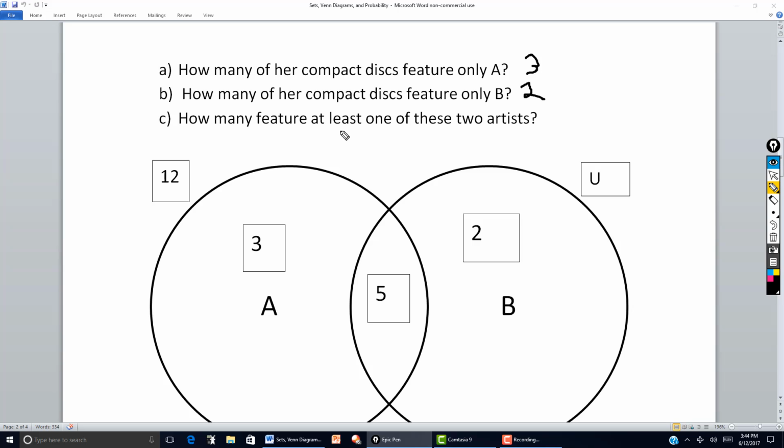How many feature at least one of these two singers? Well, that means you have to include this 3, because that includes only A. The 5 includes both, and the 2 includes only B, but it says at least 1, so we add them up. This would be 10. Clear this.